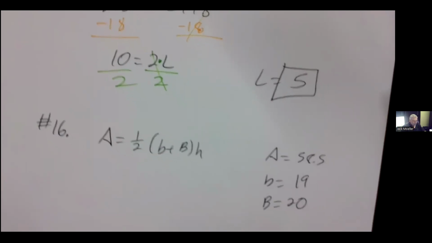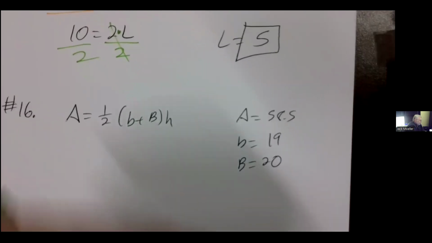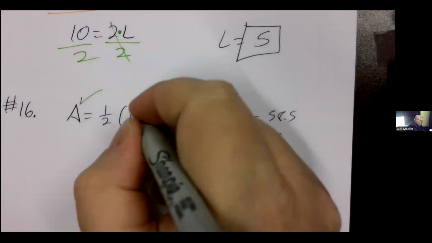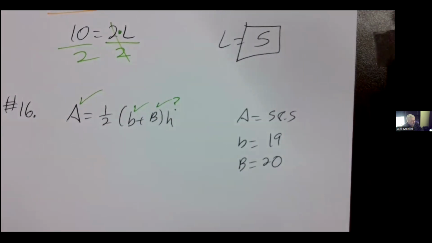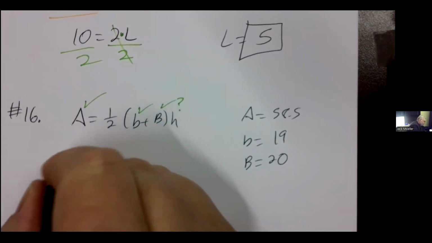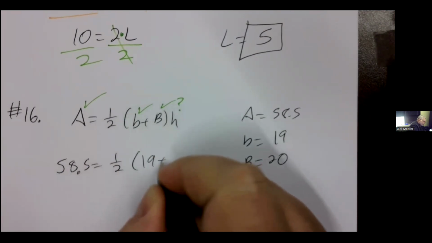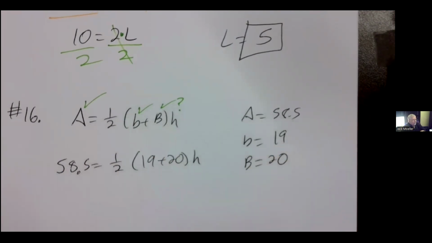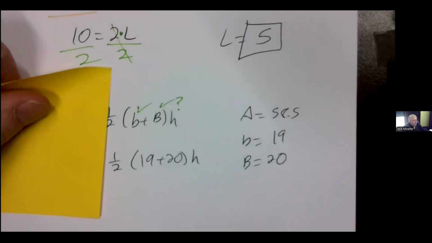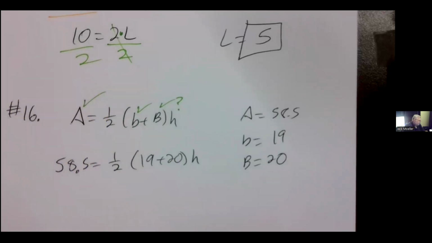So here's my thought process on this: what do I know? What am I trying to find? Well, I know A, I know little b and capital B. What I'm trying to find is H. Our goal here is to get H equals. So let's plug in what we know. 8.5 equals 1/2 times 19 plus 20 times H. Which brings up the question, what do we do next? Well, there are numbers going on that right-hand side, so do inside parentheses first.